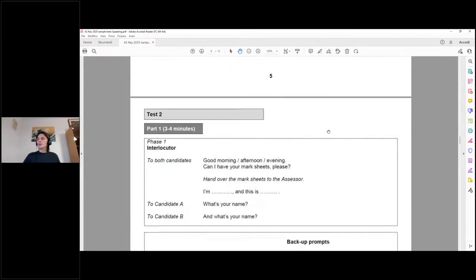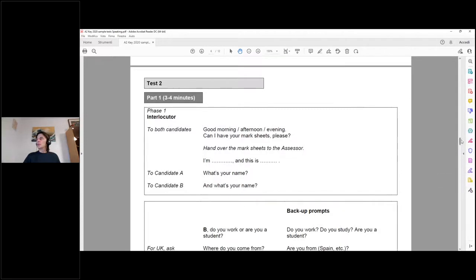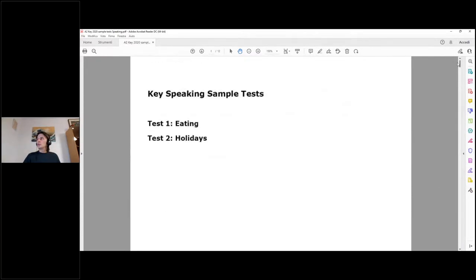Let me see if I can find it. It's this test too, okay? So I'm going to talk about this other test, test number 2. As usual, the test will start always in the same way. Good morning, good afternoon, good evening. Can I have your mark sheets, please? You give me your mark sheets. I am Professor Pilla. And what's your name? I ask your name.